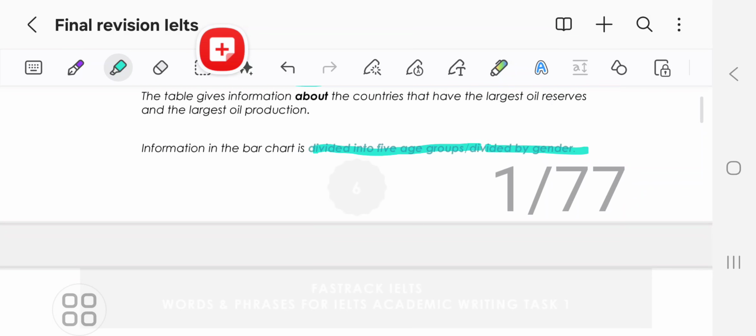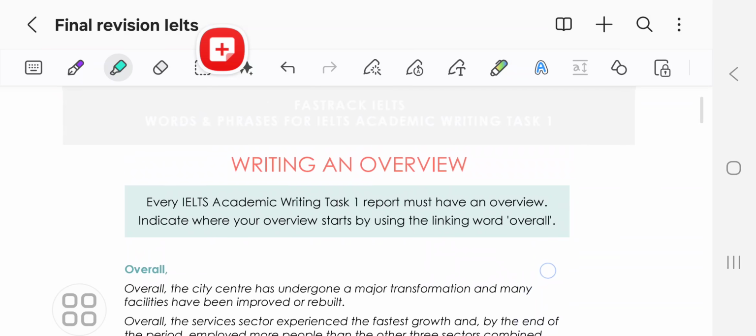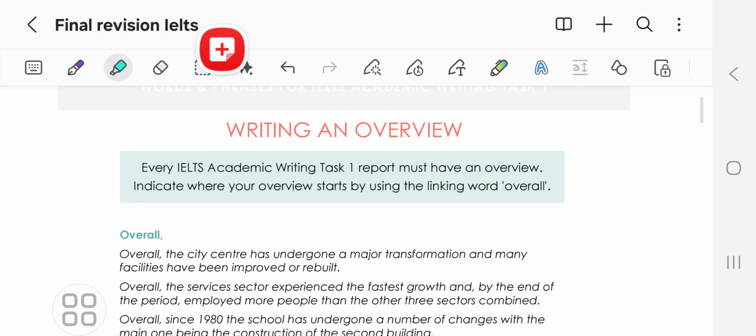And then you have those 5 age groups. Basically the information talks about that. Okay, so that's the one. So those are the types of words to start the introduction.